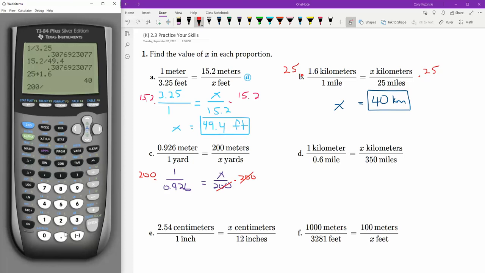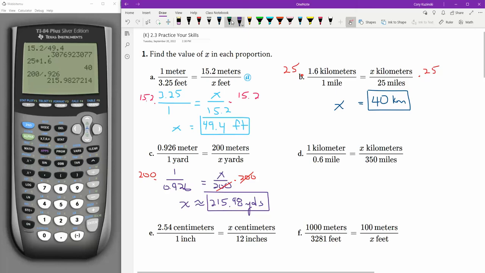In the calculator, I'm not going to put 200 times 1 divided by 0.926. Just do 200 divided by 0.926. It gives me our solution. X is about 215.98 yards. I guess maybe I could have just said 216 yards, but that went 3 decimals, so I give my answer to 2. That's kind of my rule of thumb.